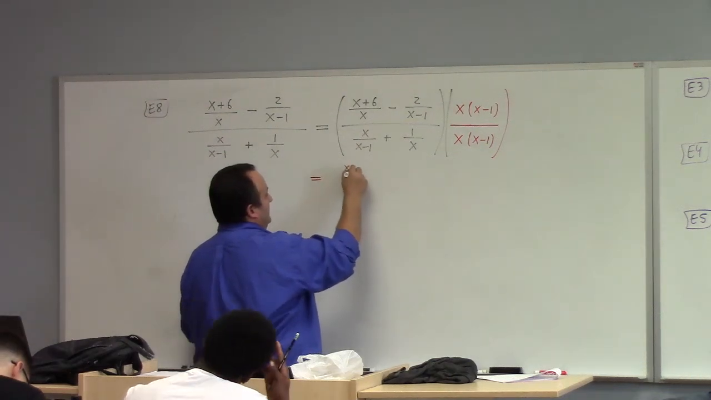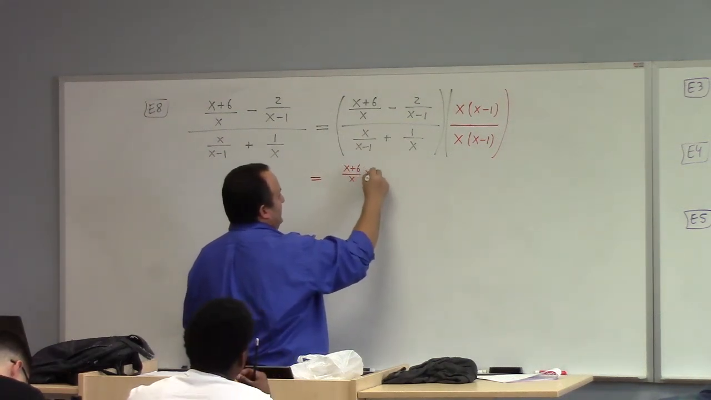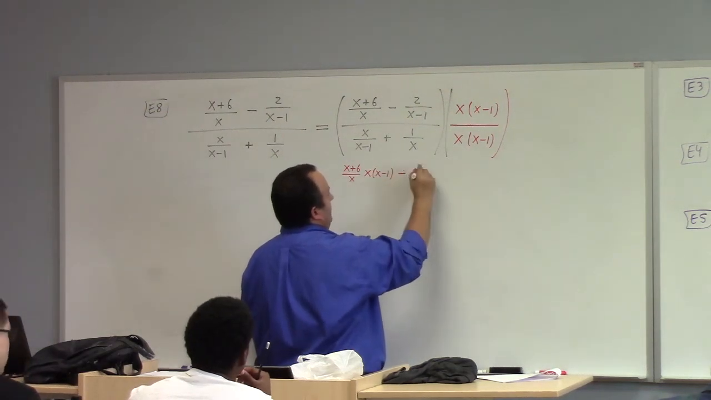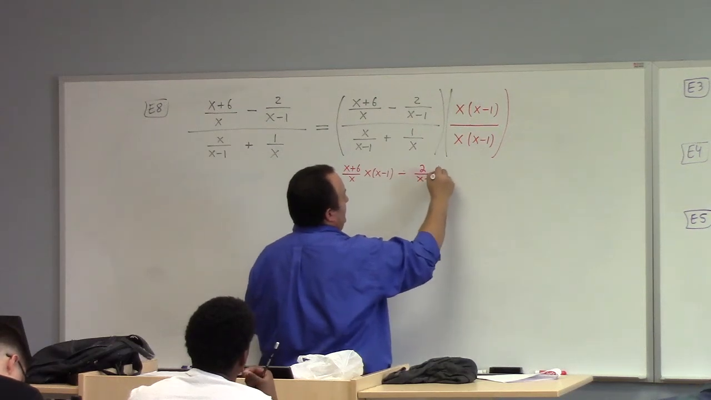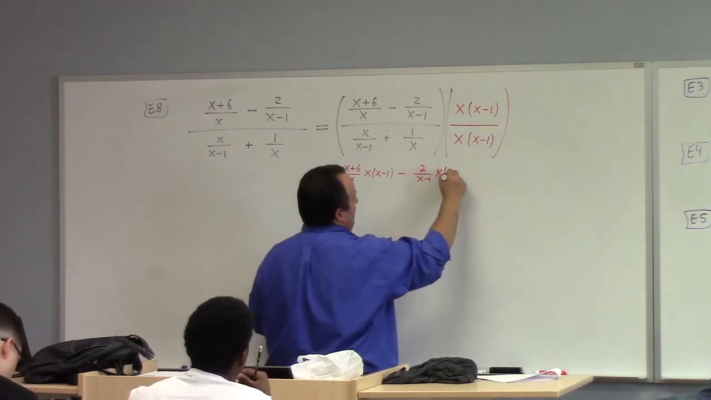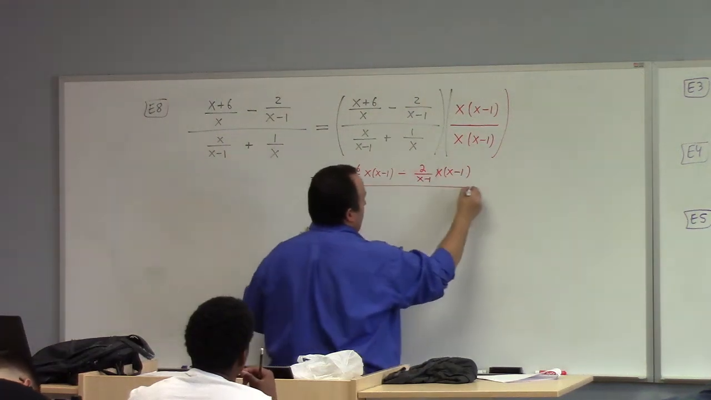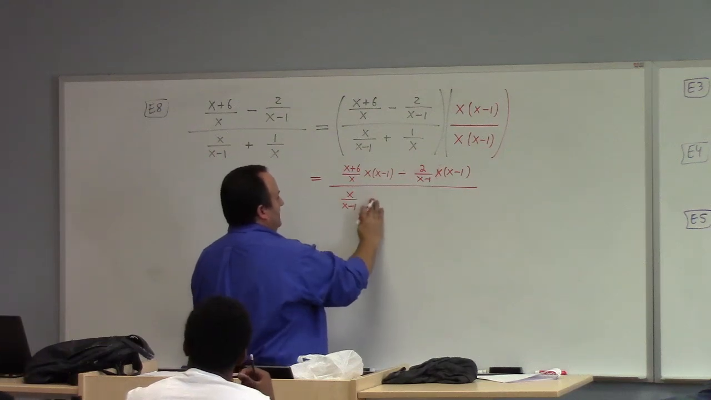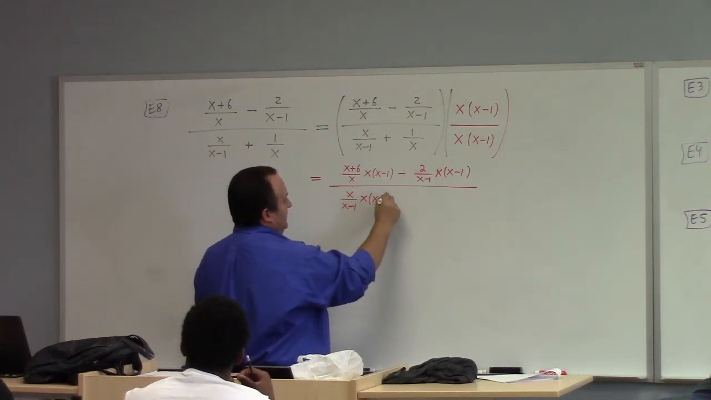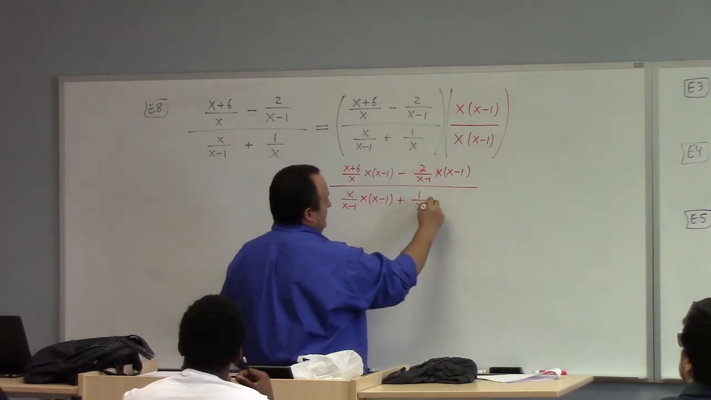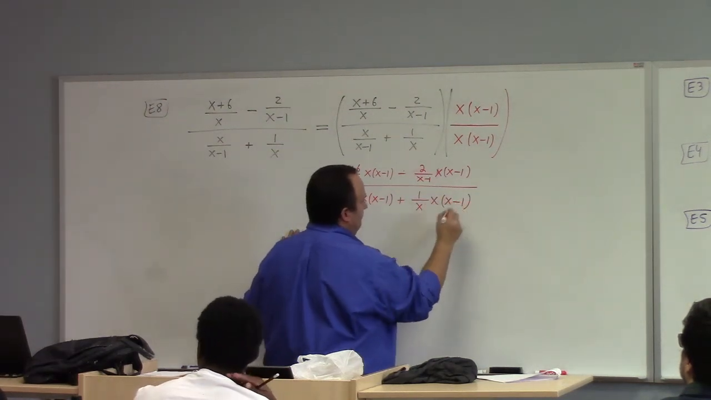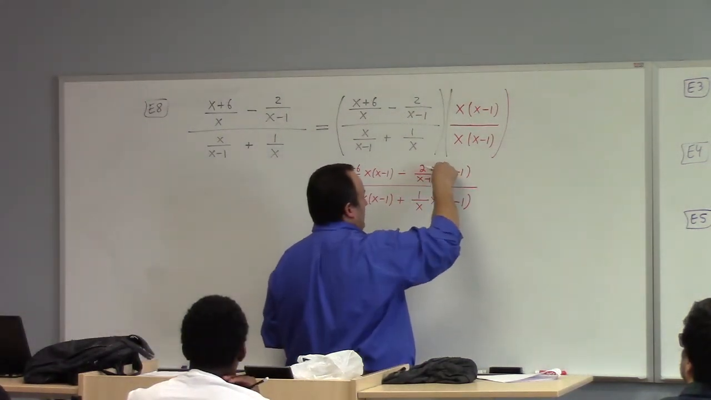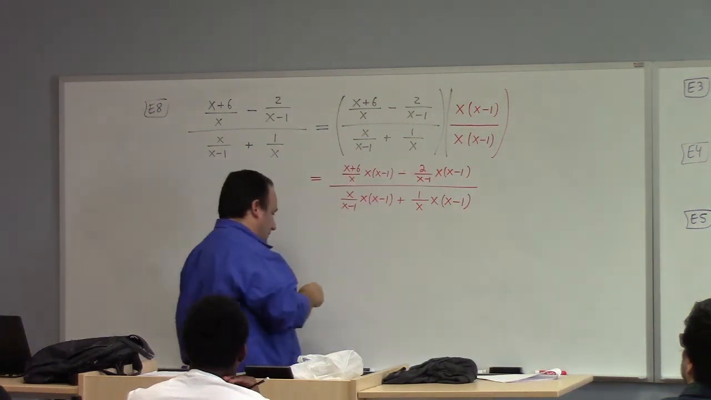So I'll write it out here. This is x plus 6 over x times x minus 1, minus 2 over x minus 1 times x minus 1. That's the numerator. The denominator is x over x minus 1 times x minus 1, plus 1 over x times x minus 1. I don't usually even write this step out, guys. I usually think through this step and go straight to the one I'm about to write in purple.